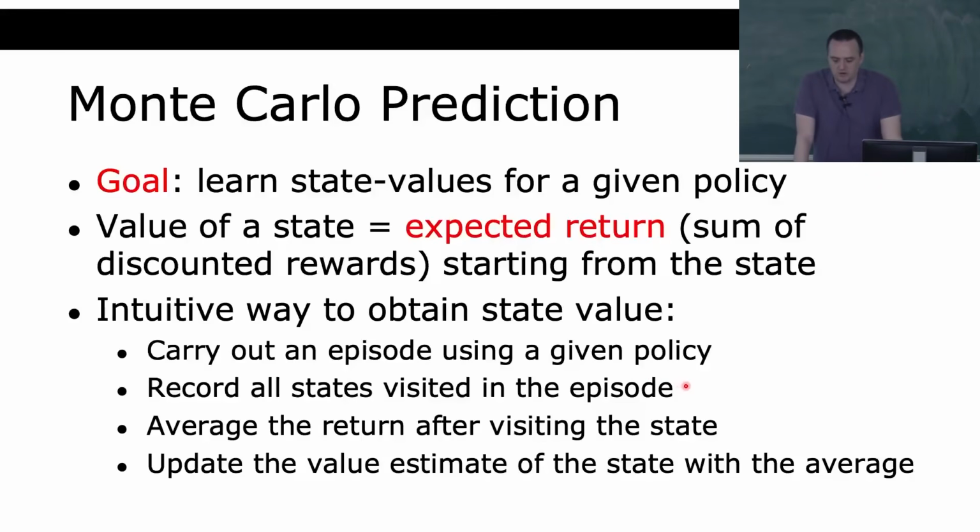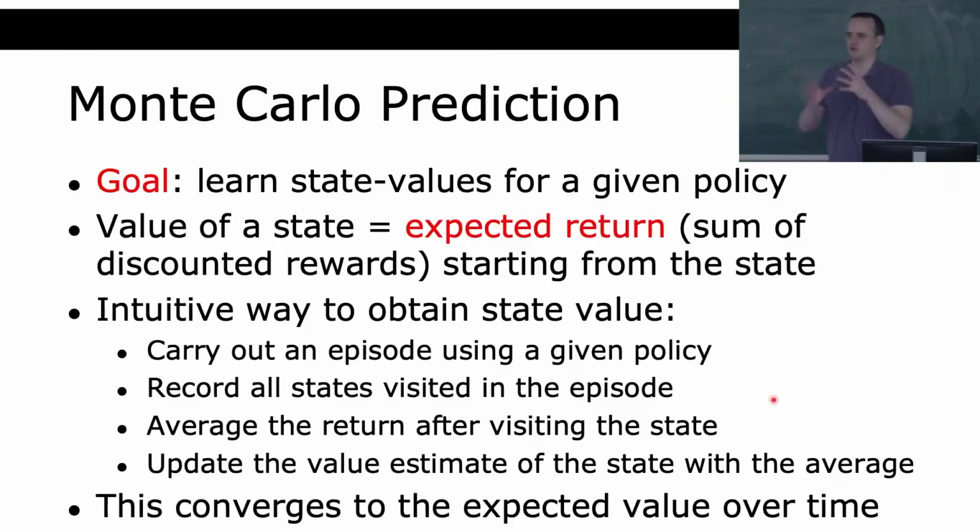Then we record all the states that we visited in the episode. Then we average the return after having visited the states, and we update the value estimate of the state with the average that we just saw. And that's it. That's what we're going to do, and I'll show the pseudocode for that in the future. I'll also have another illustrated example like the slot machine one, but we're going to play Blackjack instead. And what happens is this converges to the expected value over time. So if we could do this an infinite number of times, we would get the true average in the end.